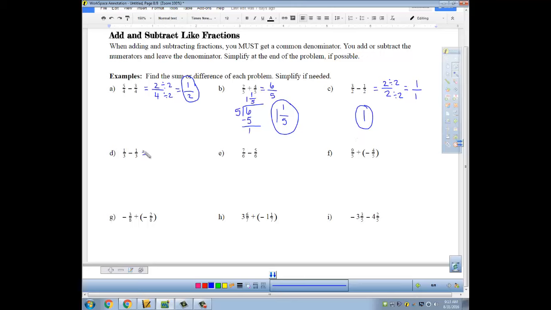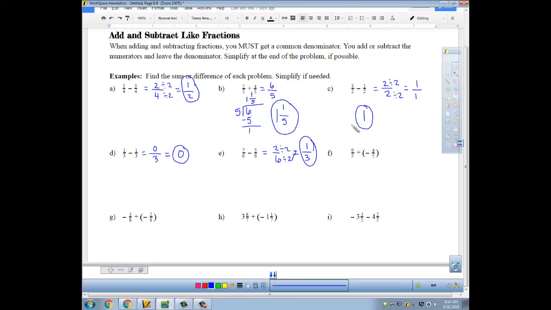Part D, we have our common denominator, so we're doing 1 minus 1, which is 0. Keep the denominator. And 0 divided by 3 is 0. So the answer is 0. So it should look like a donut. Part E, 7 minus 5 is 2. Keep the denominator. Both are even, so I can divide both numbers by 2 to get 1/3.